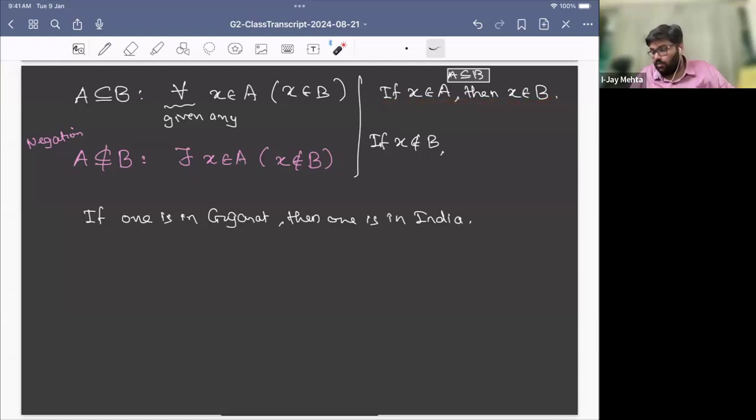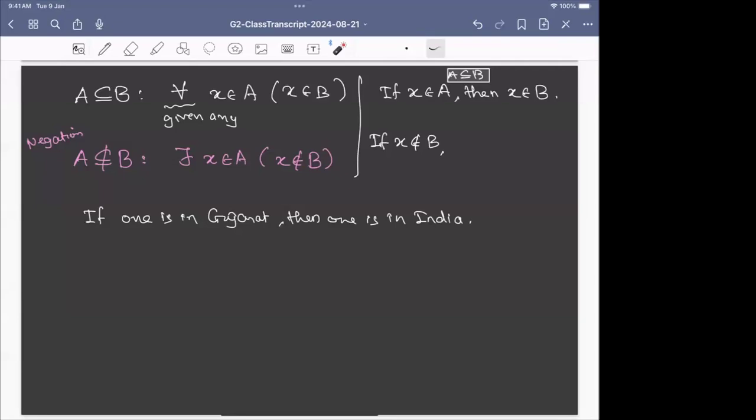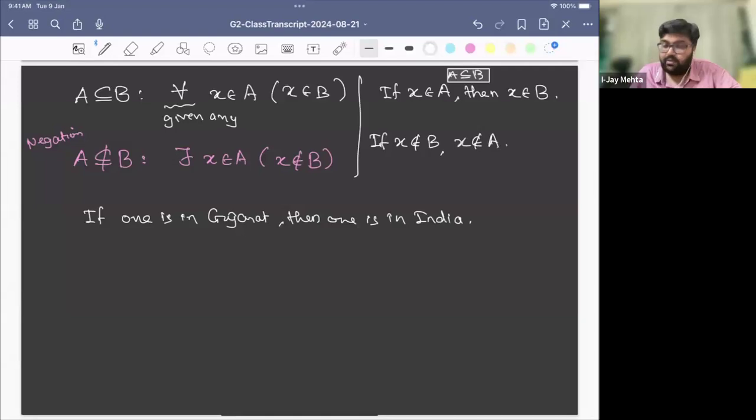Okay. Now I am saying, if X is not in B, what can you say about X? Will it be in A? Can it be in A? No. So X is not in A. Yes. Okay, room number 4, Priyanshi, same answer or different answer?